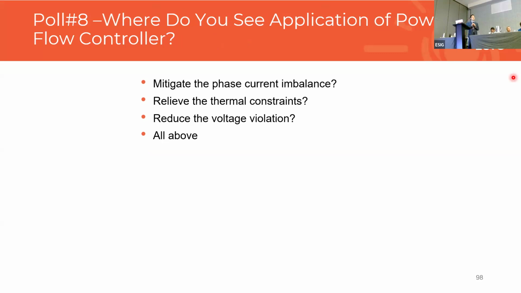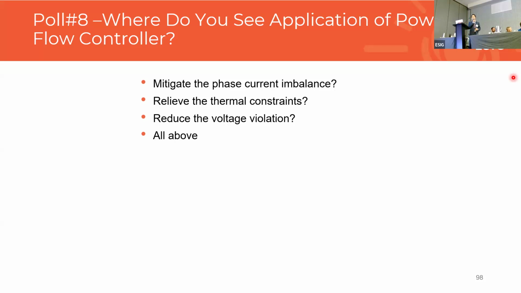Then the second question, where do you see the application of the power flow controllers? I do have four options for you to select from. One is the shunt device or power flow controllers that Mike talked about trying to mitigate the phase current imbalance. If you consider that as an application, can you raise your hand? The current imbalance management. Okay, that doesn't click that well. How about the third one?